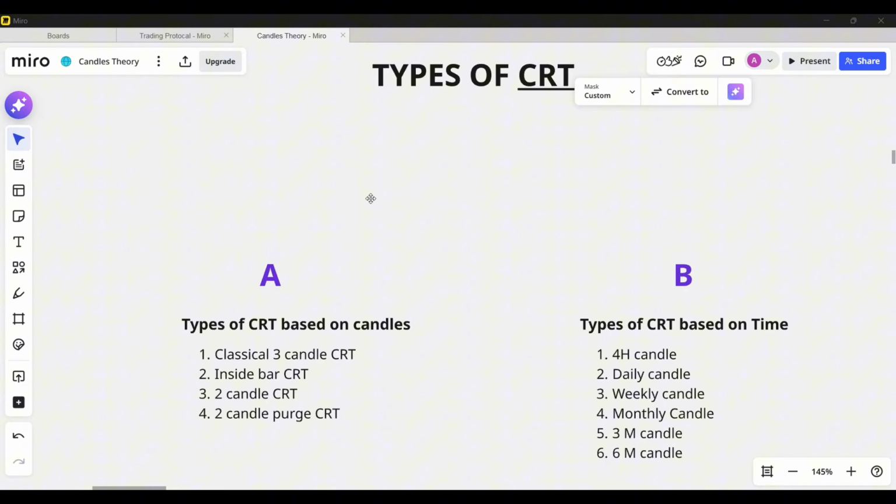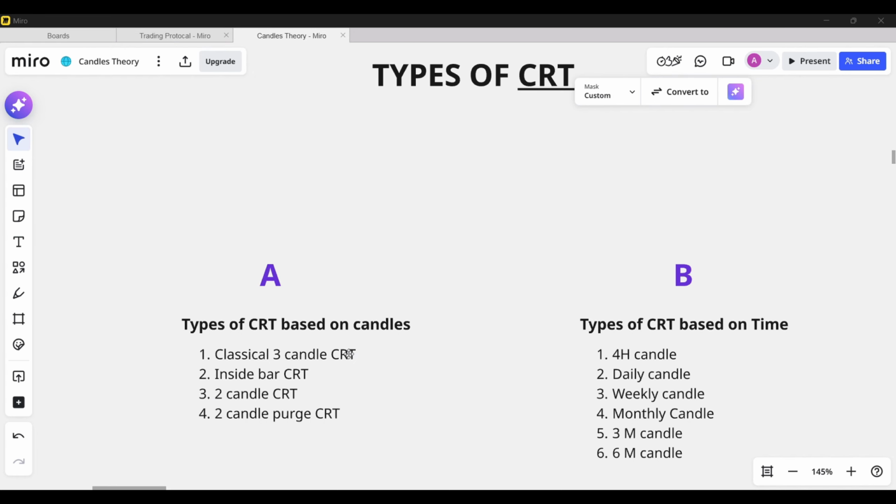We are going to discuss two types, A and B. In A, the types of CRT are based on candles. I divide it into two. B is based on time, like which time we are trading. That's what I designed for B. And A is about what the types of candle types in CRT are.